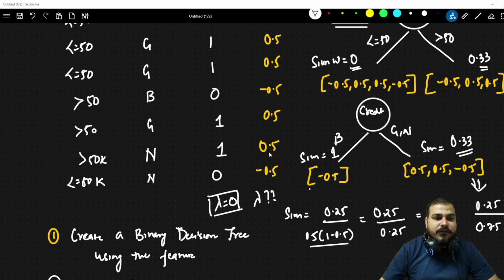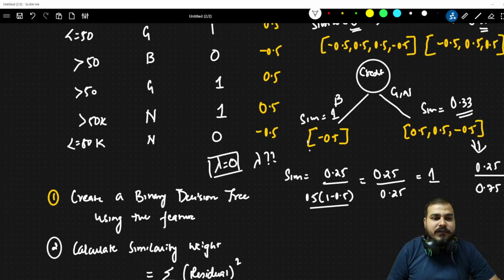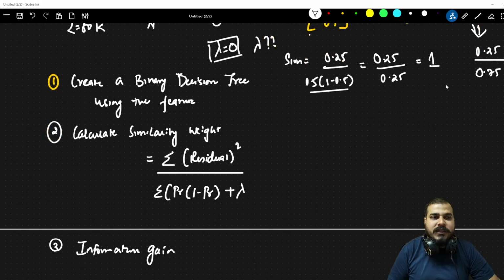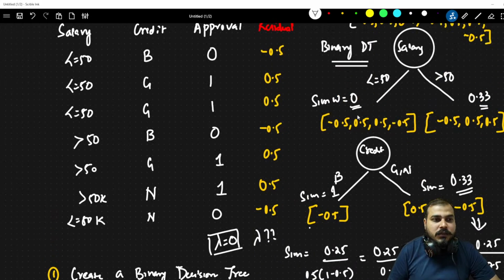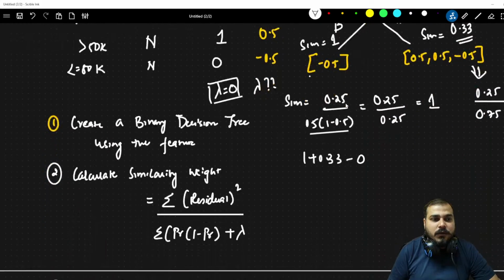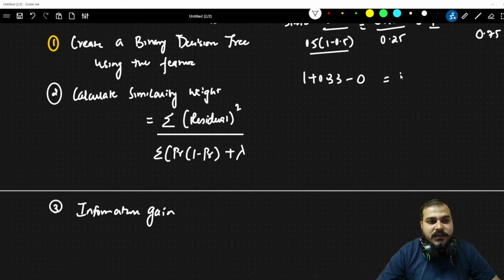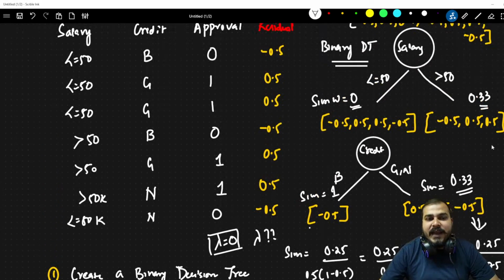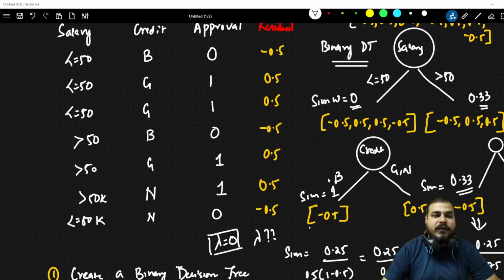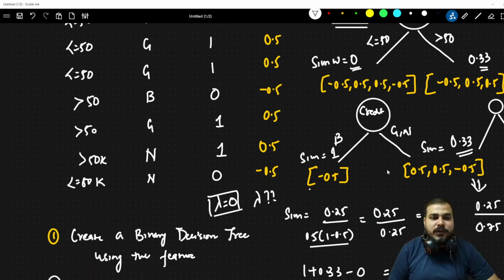Then again I have to calculate the information gain of this node. I will add this up: 1 plus 0.33 minus 0. Why 0? Because the similarity weight of the upper, the credit node, is 0. So 1 plus 0.33 minus 0 will be 1.33. Like this, further splits will happen with different nodes, and we will only be getting a binary split. But we will be comparing based on information gain which one is coming good.